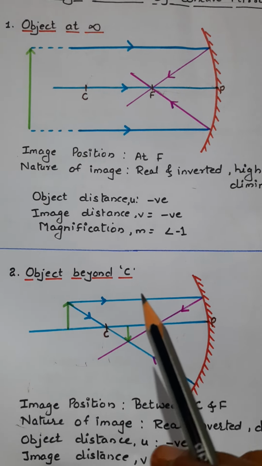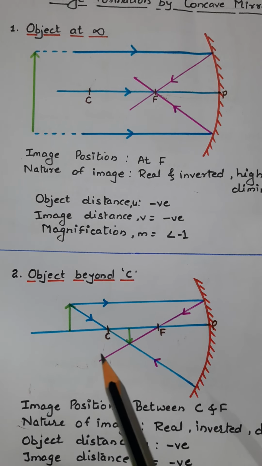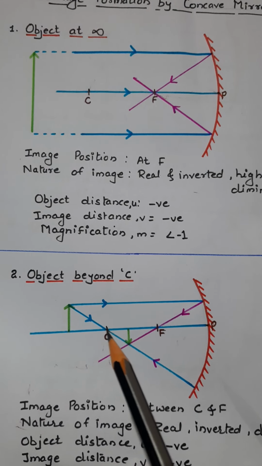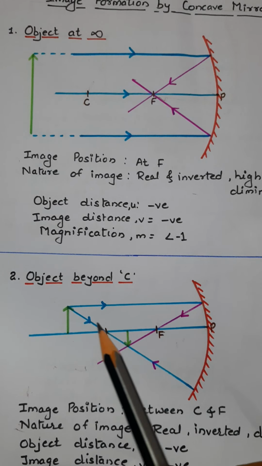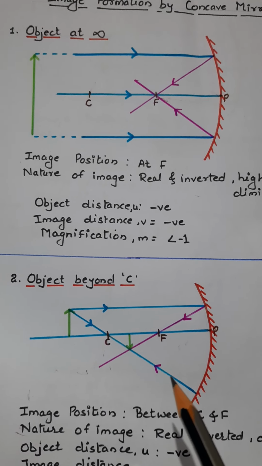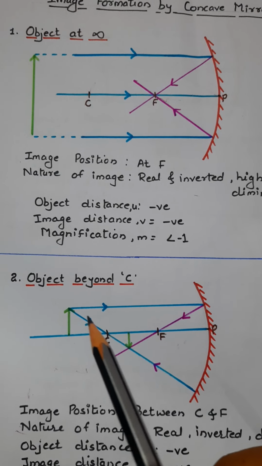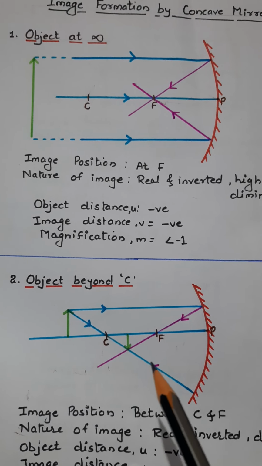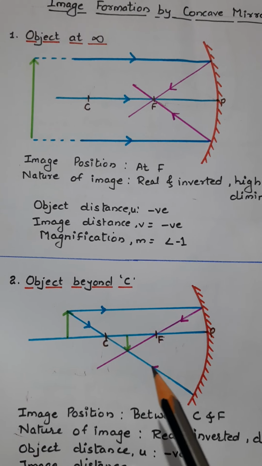The ray of light which is parallel to the principal axis will pass through the focus after reflection, and the ray of light which is passing through the center of curvature will retrace the path back, as here the angle of incidence is equal to 0. So the angle of reflection will also be 0. So the ray of light passing through the center of curvature will pass undeviated, or we can say it is retracing the path back.